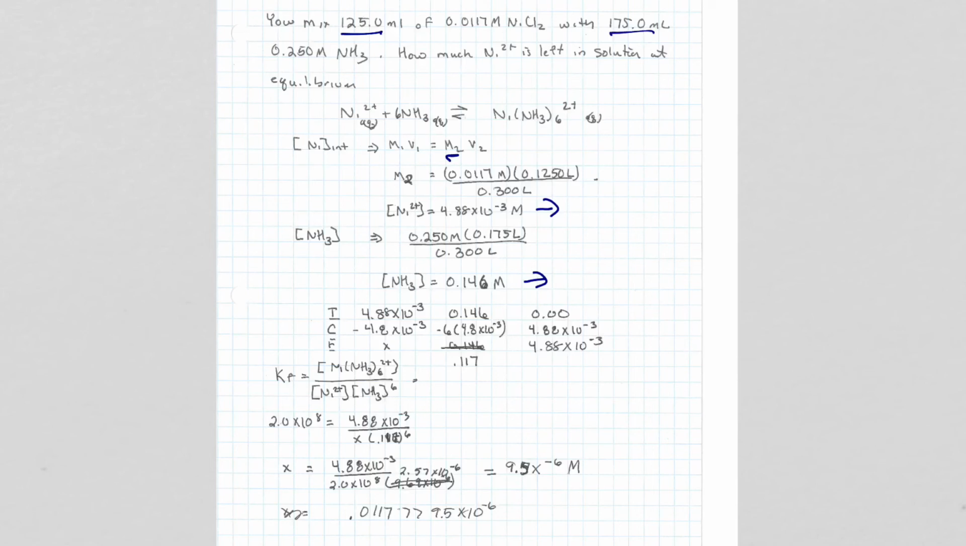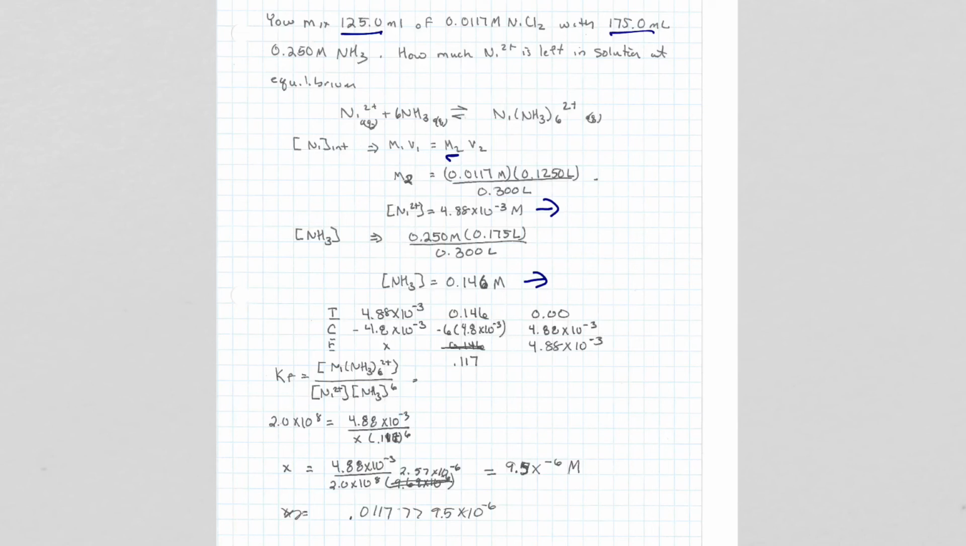So we're going to use these, and as we approach this, we're going to make an assumption. Our approximation is as follows: that all of the nickel is going to be complexed to form our complex ion. Now, that assumption seems to be valid because we have such a huge concentration of ammonia compared to the nickel.